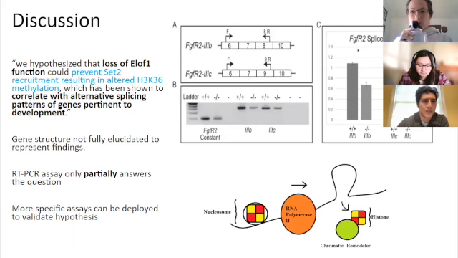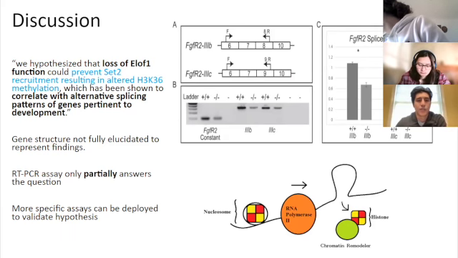In the quotation above, they say, "We hypothesize that the loss of ELOF1 function could prevent SET2 recruitment, resulting in altered histone 3 lysine 36 methylation, which has been shown to correlate with alternative splicing patterns of genes pertinent to development." In yeast, ELF1 works with SPT4 to promote histone displacement through trimethylation of histone 3 lysine 36, allowing for the DNA binding of RNA polymerase II complex.